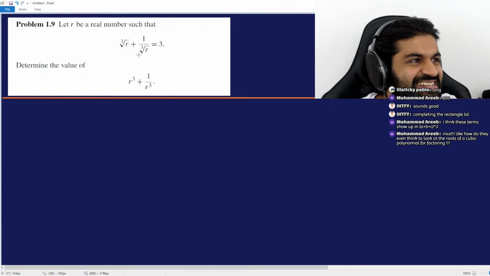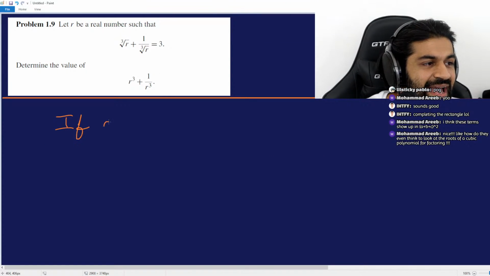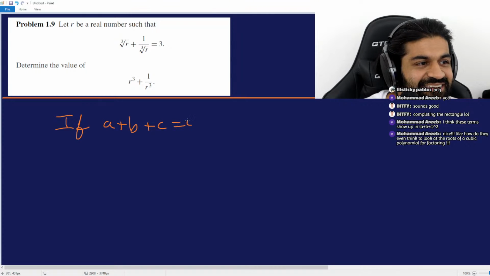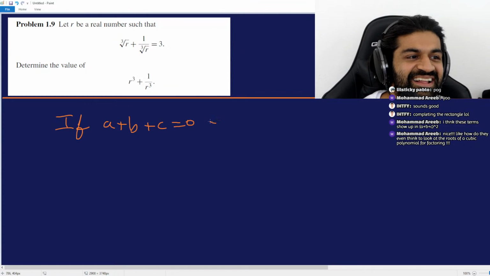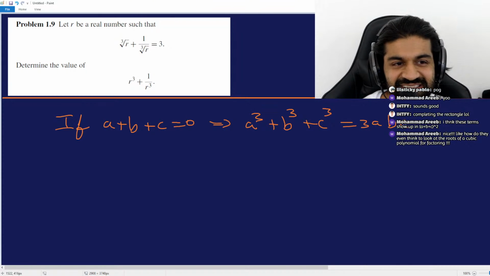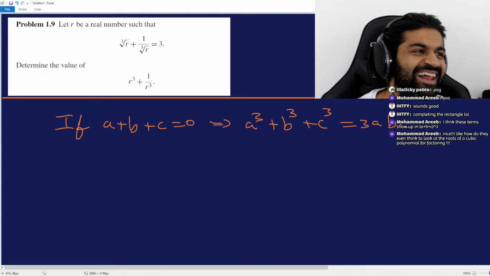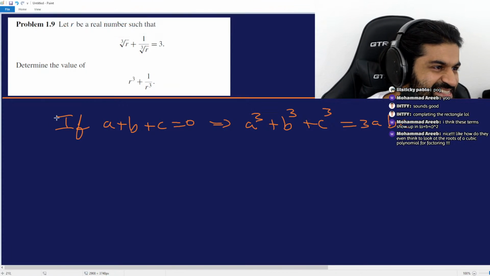I don't know, that's kind of amazing when I first saw it. So in fact, if a plus b plus c is 0, you'll automatically get that a cubed plus b cubed plus c cubed is going to equal 3abc. I mean, come on, who saw that one coming? I certainly didn't. It's a lovely little identity.